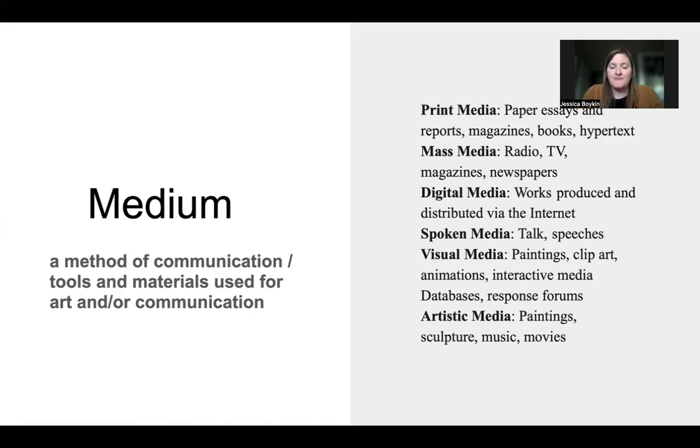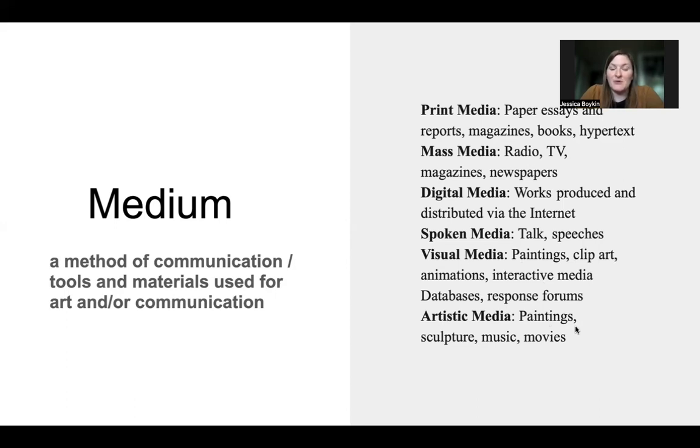So for example, there's a lot of examples here on the side of different types of media that we work with a lot. Print media, like essays that we write for class, reports, magazines, books. Mass media, so if we're thinking radio, TV, magazines, newspapers. Digital media, things that are published on the internet. This can include a lot of things, as you know, like podcasts, videos, social media posts. Spoken media, talks, speeches. Visual media, paintings, clip art, animations. Interactive media, databases, response forums. Artistic media, painting, sculpture, music, and movies.